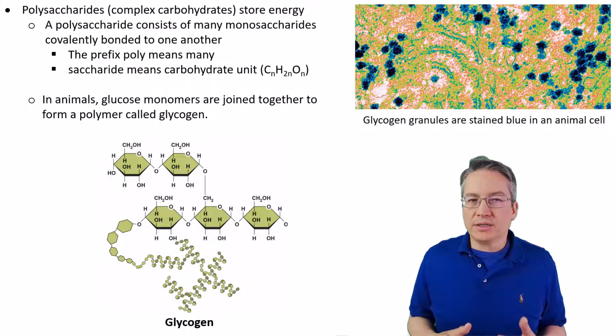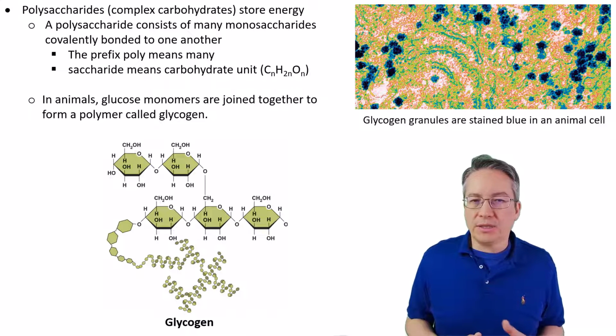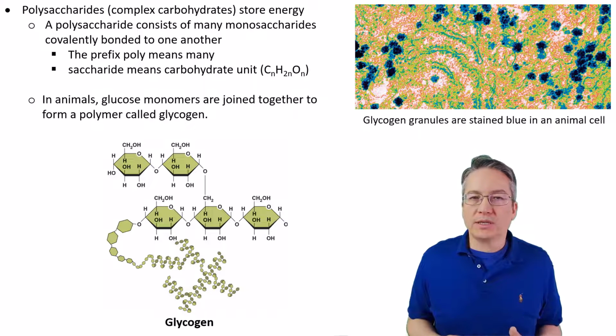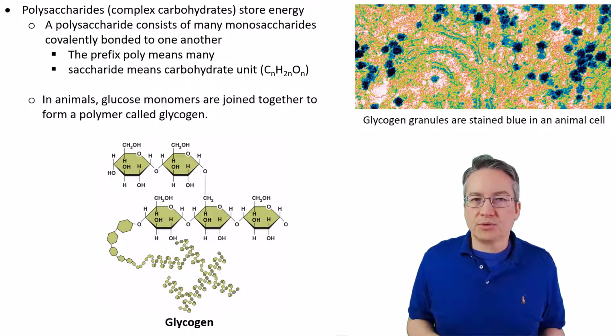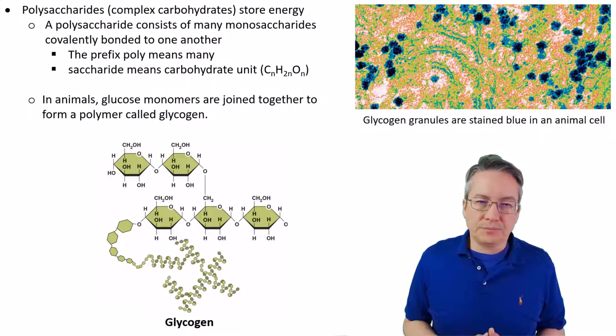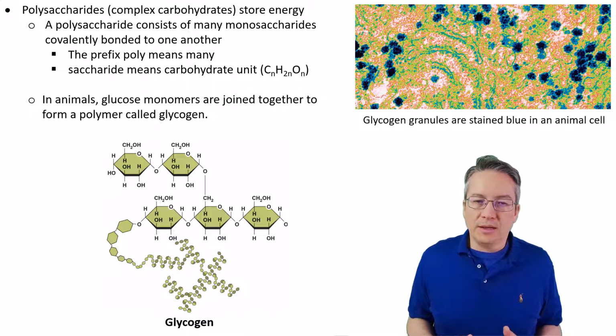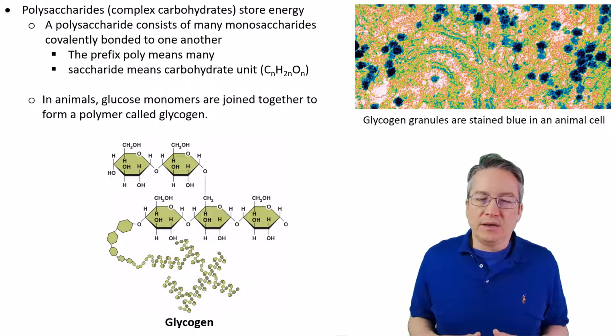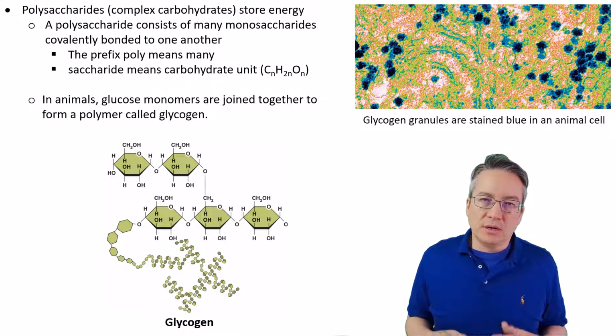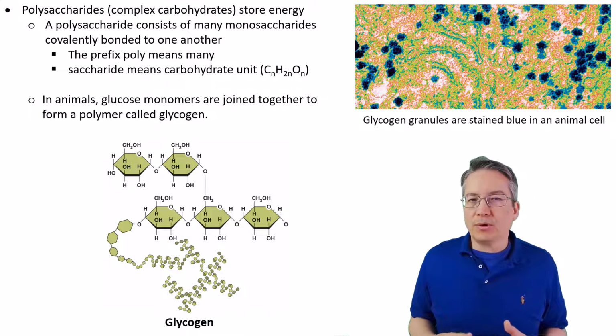A polysaccharide consists of many monosaccharides covalently bonded to one another. The prefix poly means many, and saccharide means carbohydrate unit. So again, we've talked about this previously. All carbohydrates have the chemical formula C_nH_2nO_n. In animals, glucose monomers are joined together to form a polymer called glycogen. You can see here, glycogen is a branched polymer of glucose, and it's very important for energy storage.